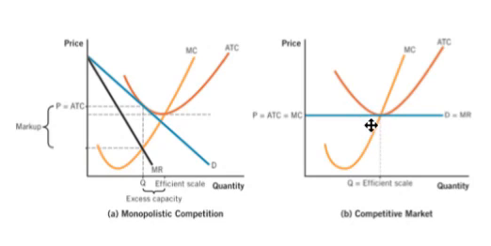Now notice where this occurs, where price is equal to average total cost, which is equal to marginal cost, is at the point where the average total cost is at its minimum. Because, as we've discussed before, average total cost is minimized where it intersects with marginal cost. Because after it intersects, marginal cost is greater than average total cost, so it must be increasing. And before it intersects, average total cost must be decreasing.